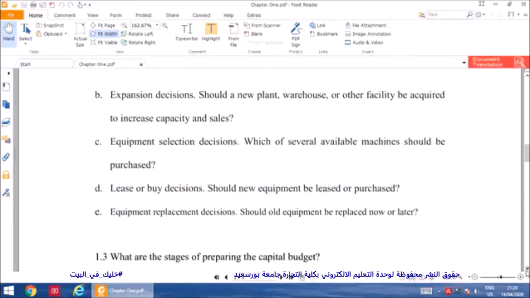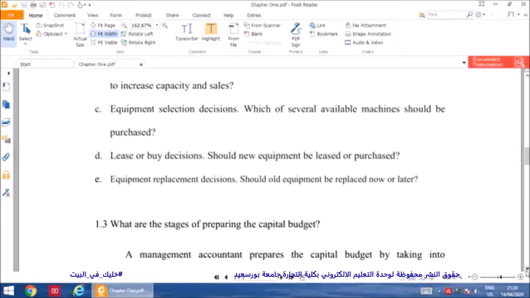Fourthly, lease or buy decisions. Should new equipment be leased or purchased? Lastly, equipment replacement decisions. Should old equipment be replaced now or later?